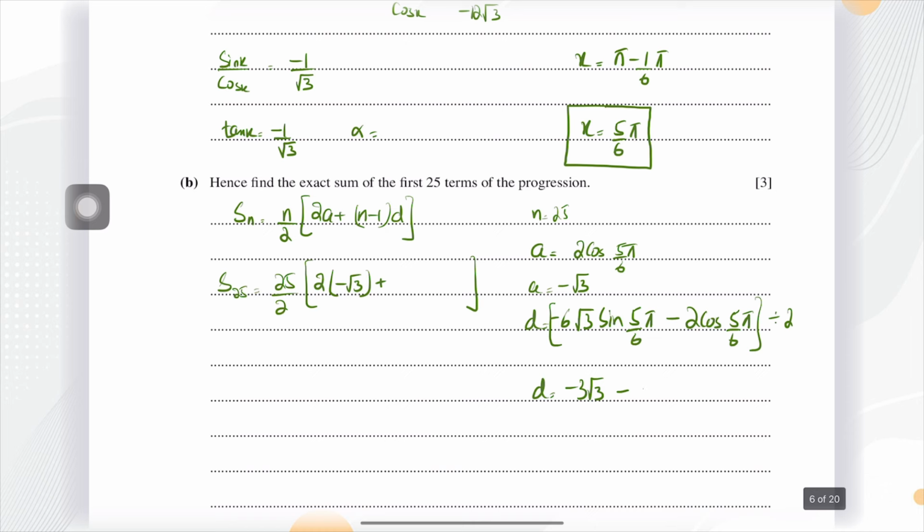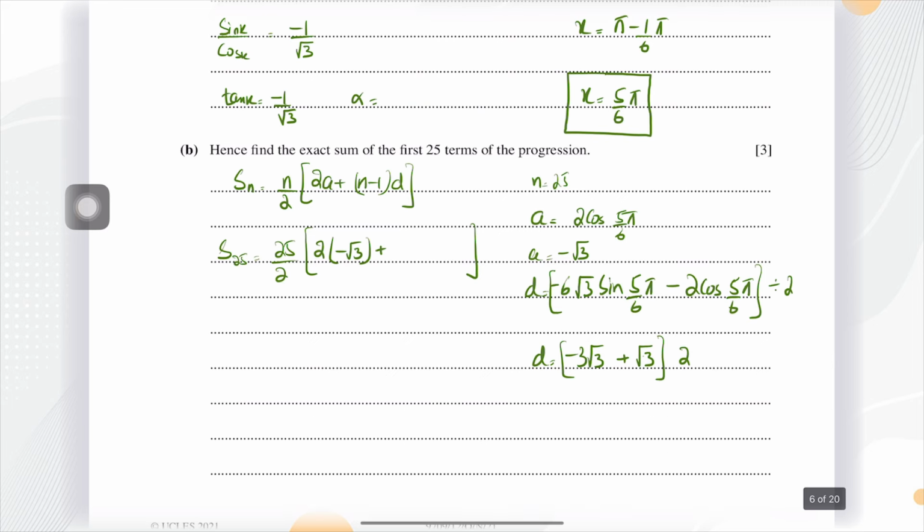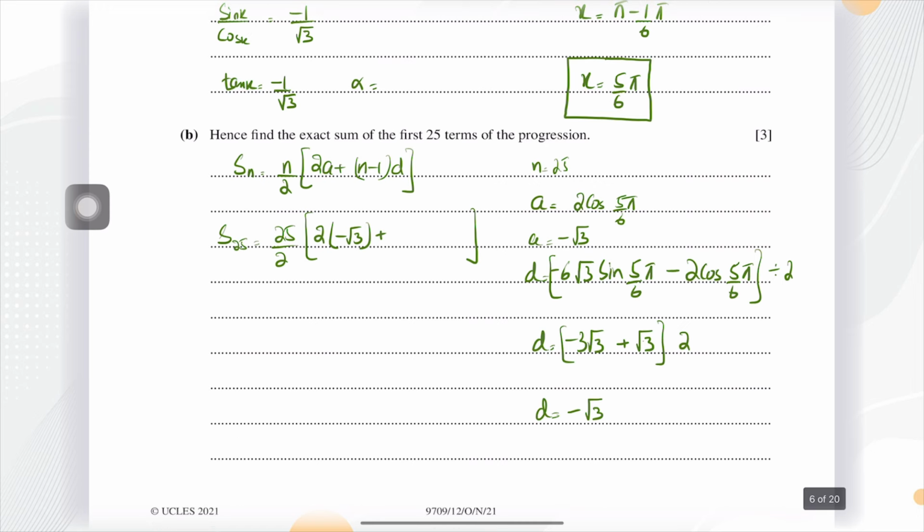So we're looking at positive under root 3. And then when you divide it by 2, here's what you get. The common difference is equal to minus under root 3. So minus 3 under root 3 plus under root 3, divided by 2. So the common difference is minus under root 3. So the common difference is actually the same as the first term, which is a coincidence.